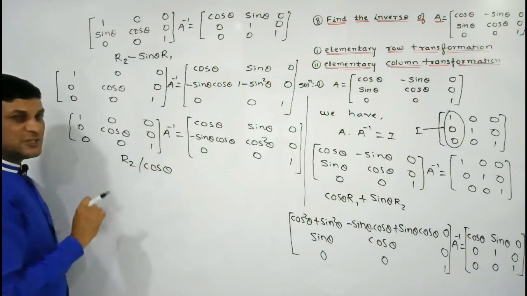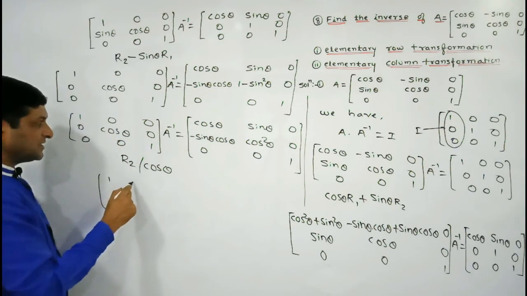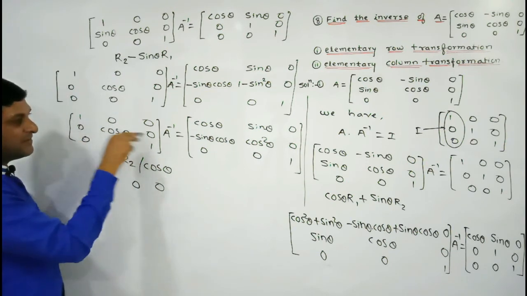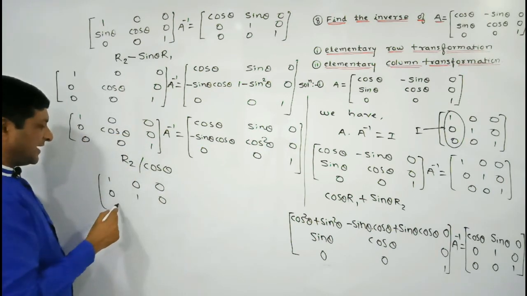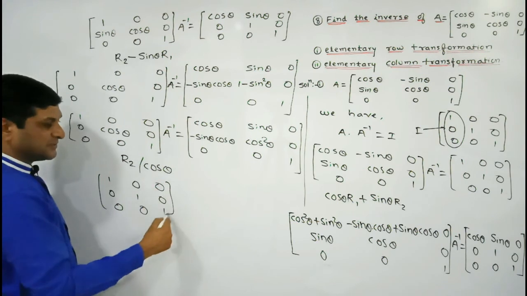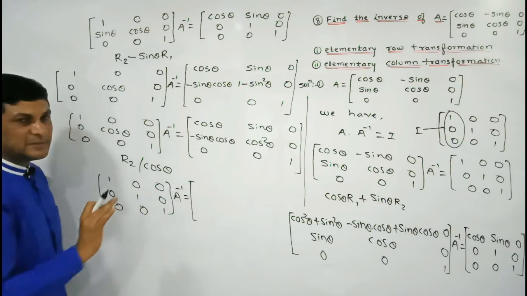So let us perform this operation on the element of R2. Keep the element of R1 as it is, 1, 0, 0. After dividing R2 by cos, can I say that here we will get 0, 1, 0, and keep the element of R3 as it is. In this way, we have converted this matrix into the identity matrix.